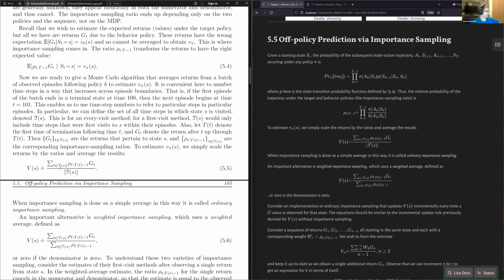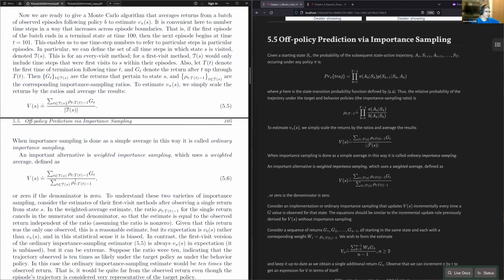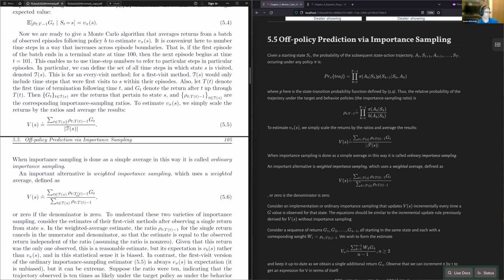But one of the problems with this method is that it can be high variance. So there's an alternative called weighted importance sampling, where the denominator is actually the sum of all the weights instead of the number of terms. It's a little subtle, because this is actually not an unbiased estimator of this. This is actually a biased estimator.